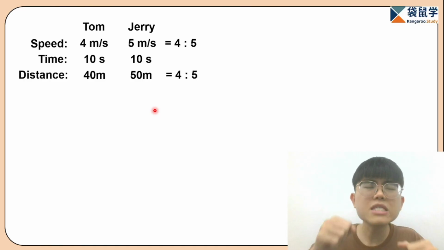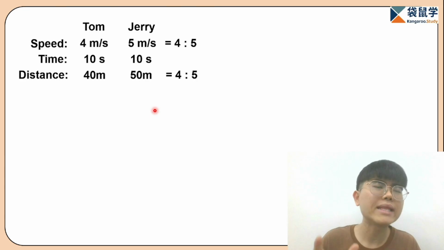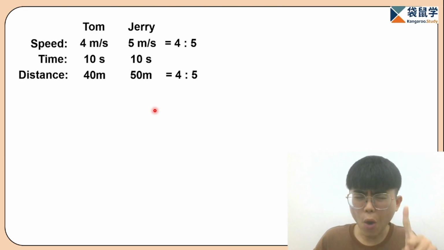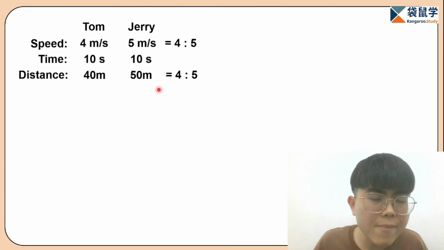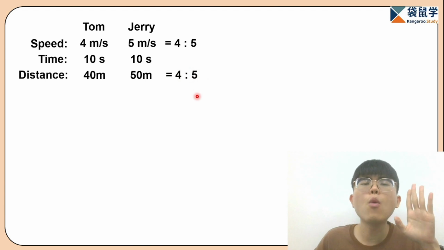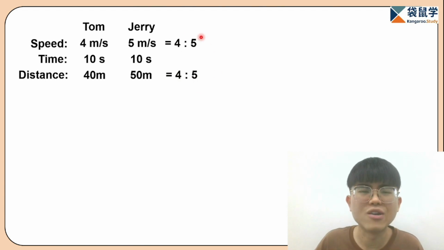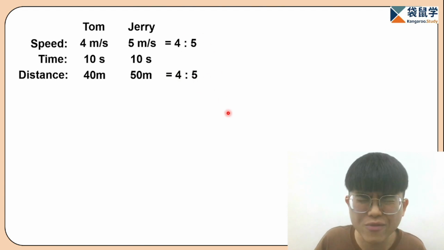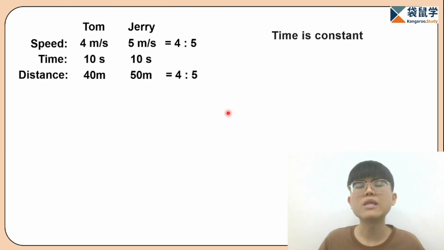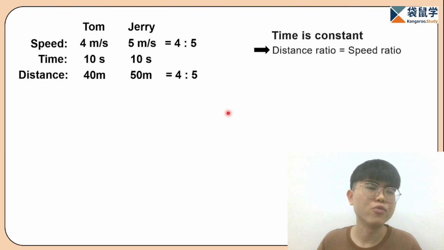Now everyone, in this first example, you see that when the time is constant, the distance ratio will be the same as our speed ratio. This is the first thing that we learn from here. Time is constant, distance ratio equals the speed ratio.